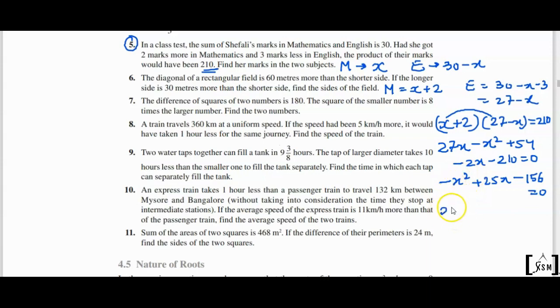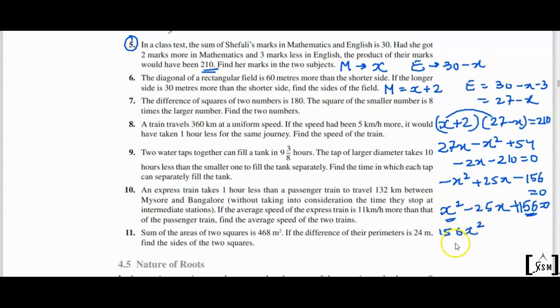Okay, let's make the x square coefficient positive. That looks nice. So x square minus 25x, actually I am multiplying all the terms by minus 1 just to make the x square coefficient positive. So minus 25x and plus 156 equal to 0, right? Okay, splitting the middle term, 156 times x square would be 156 x square.